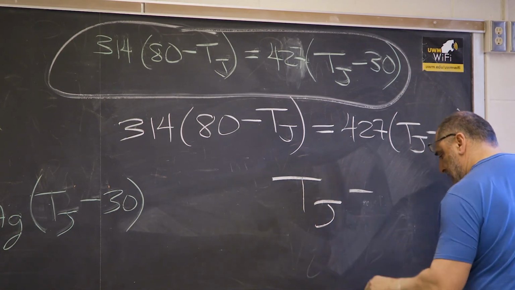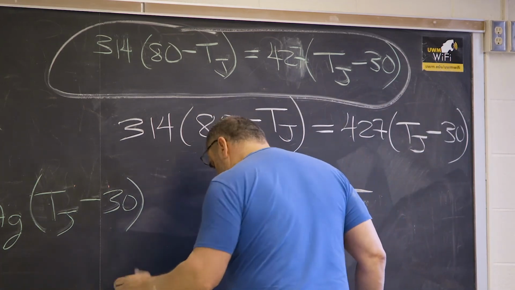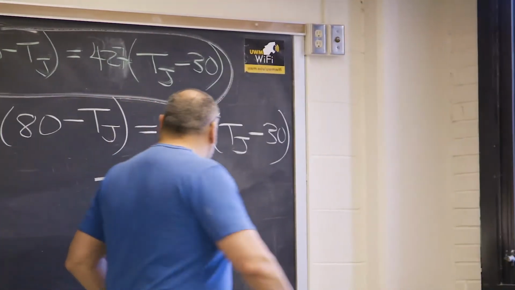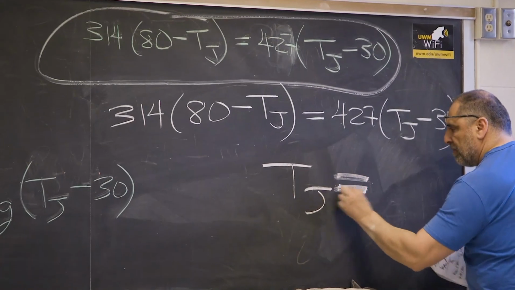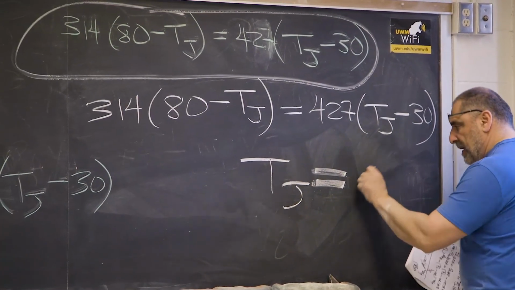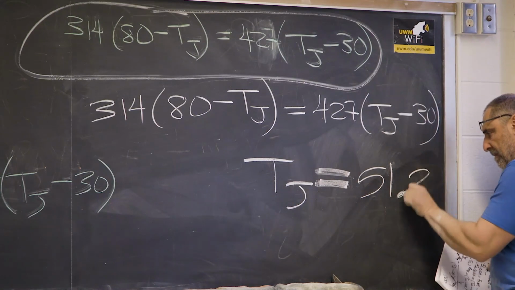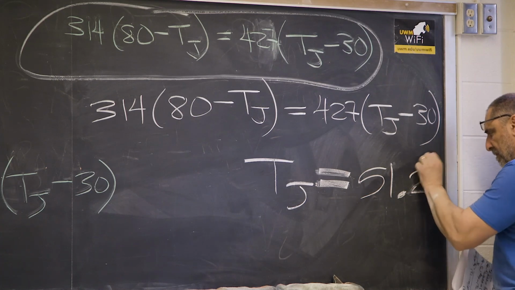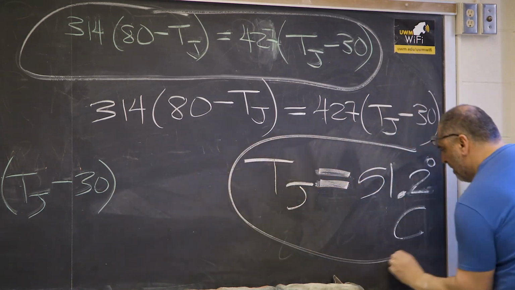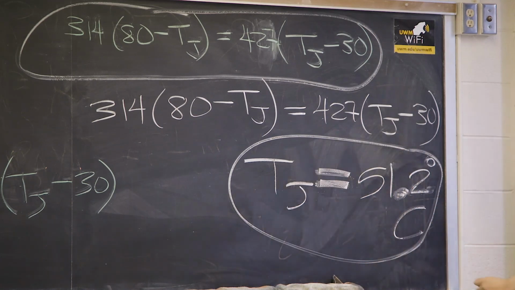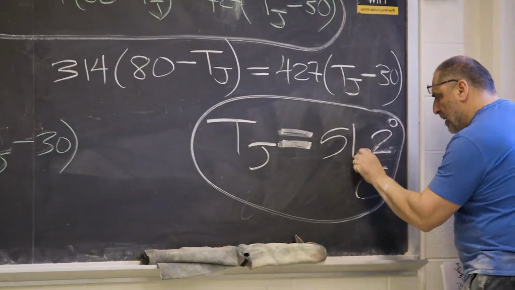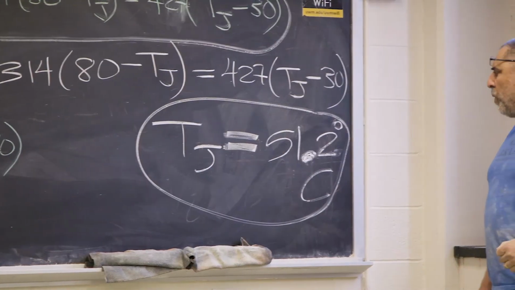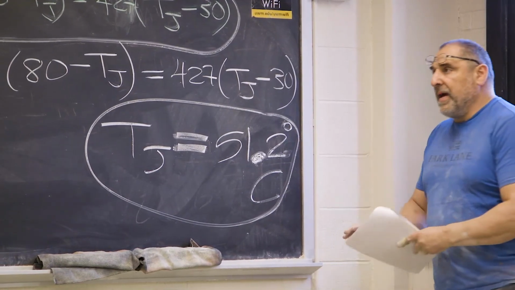We got it to here. I can't find any chalk I can actually use. Let me see here. That's visible, right? We're looking good. It comes to 51.2 degrees Celsius, and that gets us there.